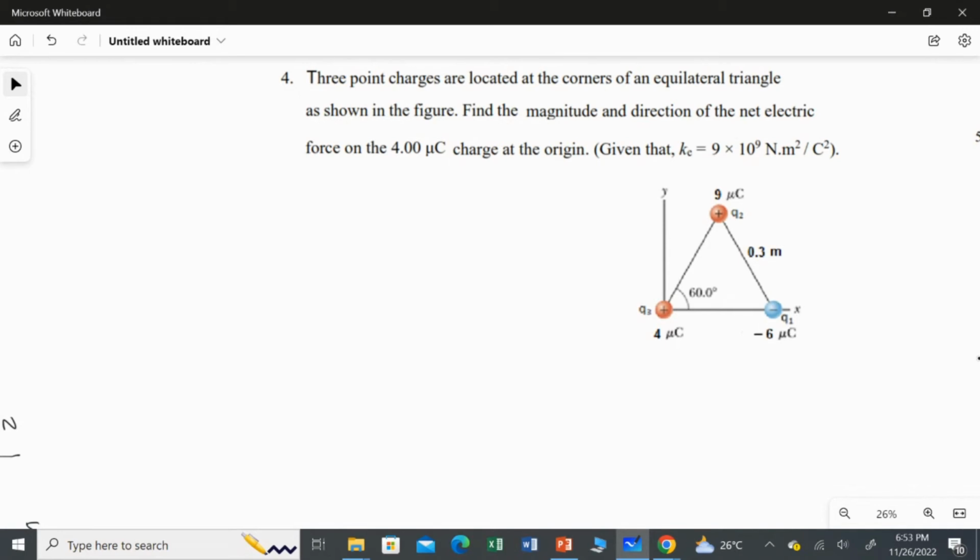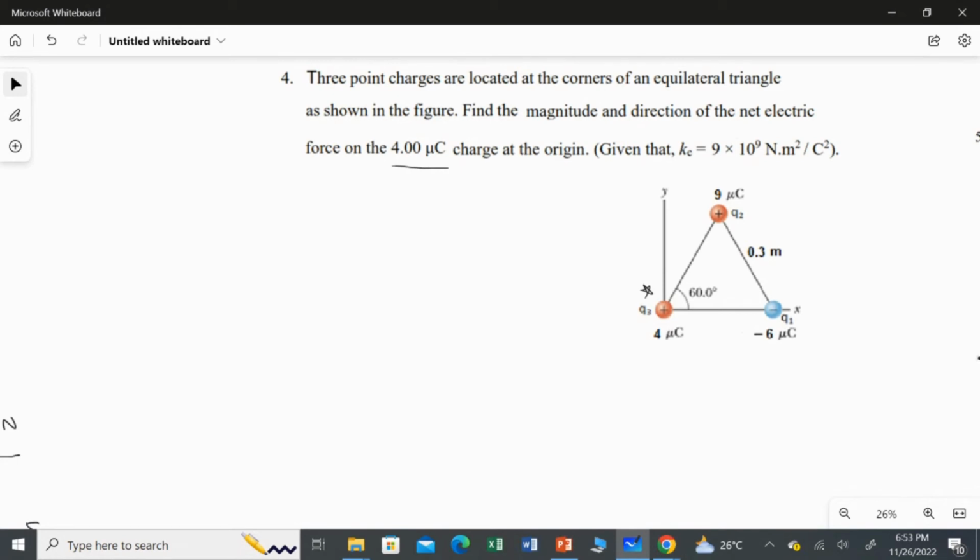Okay, first of all, what they mentioned, you have to take some reference. What they mentioned in the question: find the magnitude and the direction of the electric force on the 4 microcoulomb charge. So where is the 4 microcoulomb charge? Actually, they mentioned the third charge is the 4 microcoulomb. Am I right? So we have to take this as our reference charge, the charge exactly sitting on the origin.